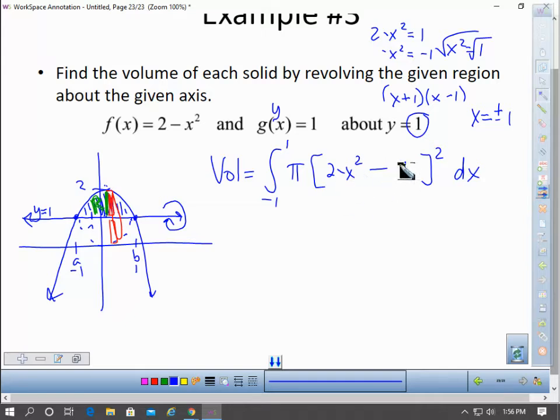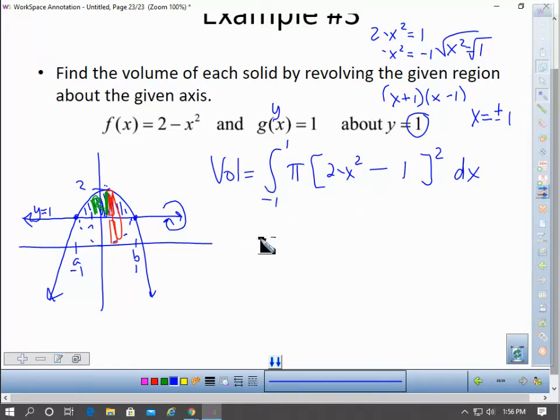Okay, so remember the axis is always in this radius every time. So since we're rotating around y equals 1, there has to be a 1 in this r of x. Either it's the parabola minus 1 or it's 1 minus the parabola. It just depends on which curve's on top. And we're going to do a different one here in a minute that has it switched around, I believe.